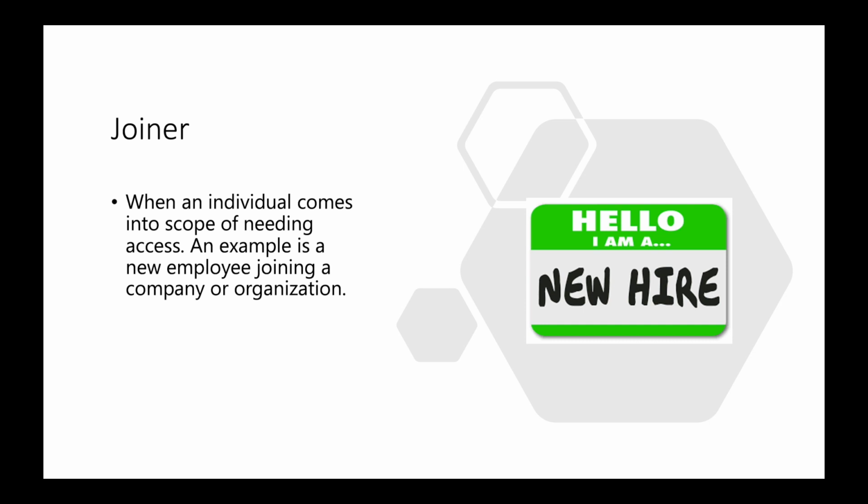So let's talk about joiner. Joiner is when an individual comes into the scope of need and access. An example is a new employee joining a company or organization. So when people join an organization, there are things that you may have to get completed before they start. There are things that you need to get in line within the organization.